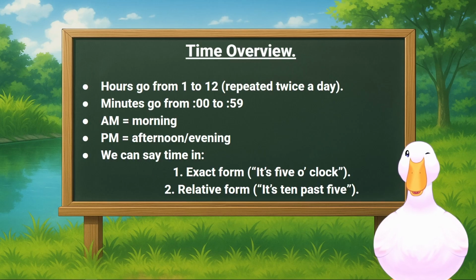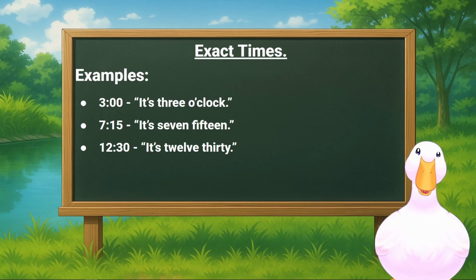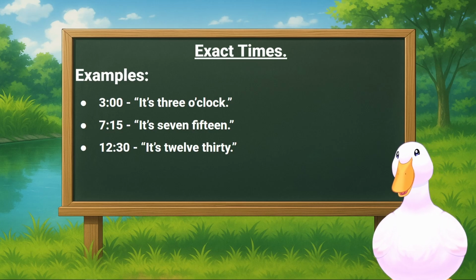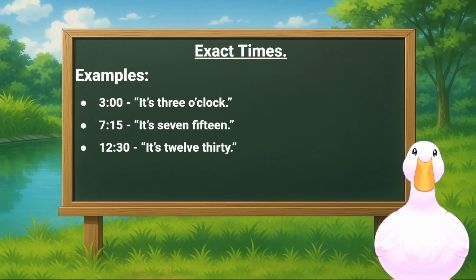We can say time in exact form or relative form. In exact times, you would say, it's 3:00. It's 7:15. It's 12:30. Go ahead, you try. Good job.